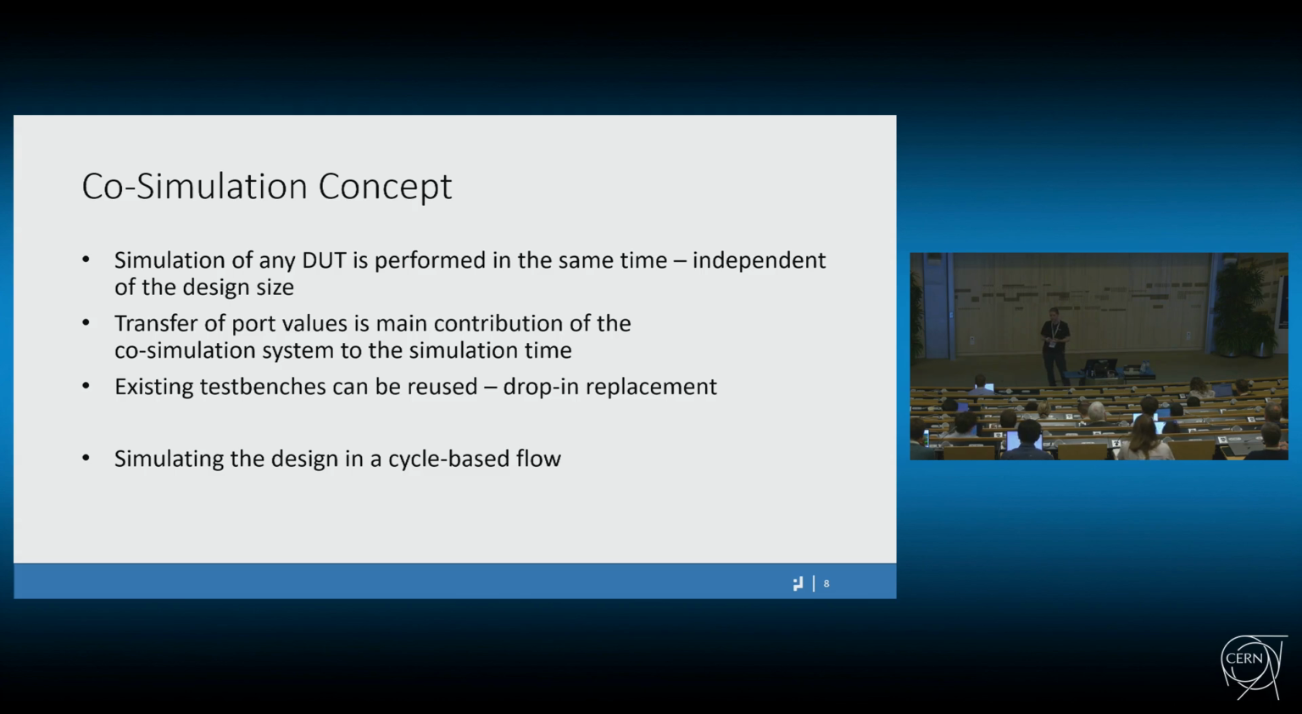With just extracting the architecture from the simulator, you can reuse existing test benches and use the system as a drop-in replacement. What this does, if you look at the higher view, is it's simulating the design in a cycle-based manner instead of the previous event-driven manner.